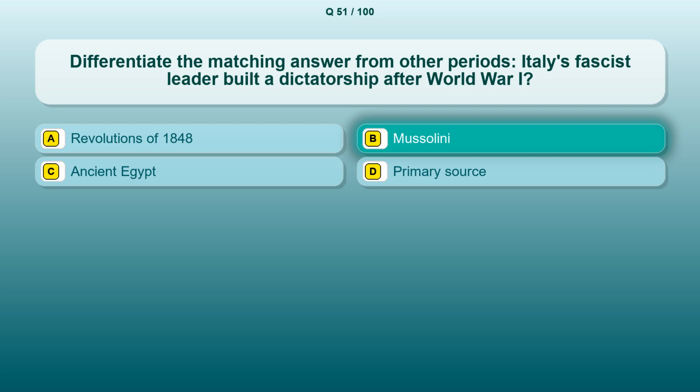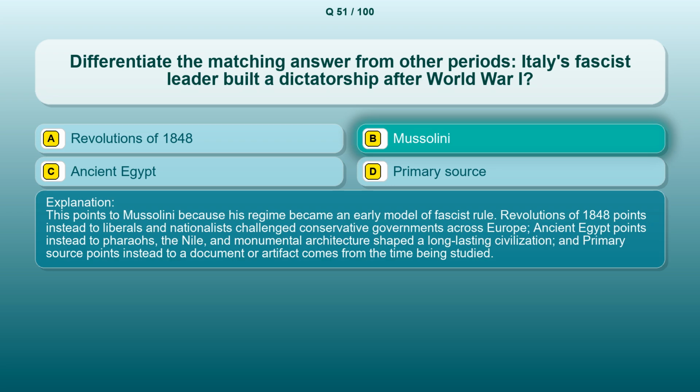The correct answer is option B, Mussolini. This points to Mussolini because his regime became an early model of fascist rule. Revolutions of 1848 points instead to liberals and nationalists challenged conservative governments across Europe. Ancient Egypt points instead to pharaohs, the Nile, and monumental architecture shaped a long-lasting civilization, and primary source points instead to a document or artifact comes from the time being studied.